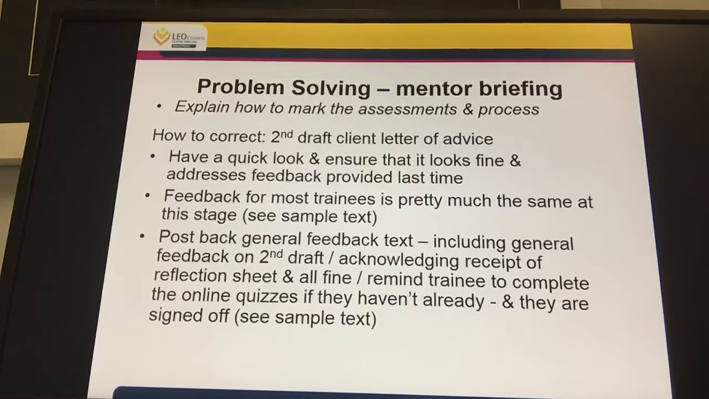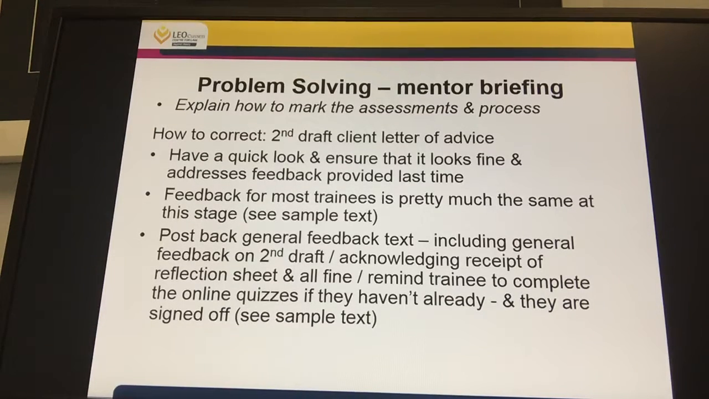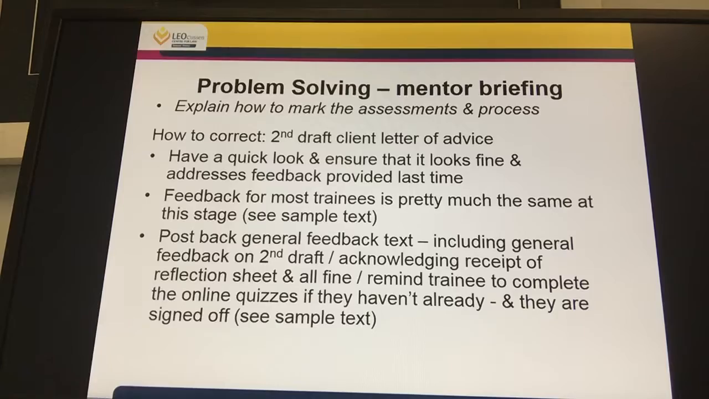Post back general feedback text, including general feedback on the second draft. So in terms of when you send something back to the trainee, once they've sent you through the second and final draft, there's a sample in the materials, again in soft copy, including general feedback on the second draft, acknowledging receipt of the reflection sheet and that all is fine. Remind the trainee to complete the online quizzes if they haven't, and they are signed off. Again, there's sample text in the green assessment sheets, and also sample communication in the guide I provided.